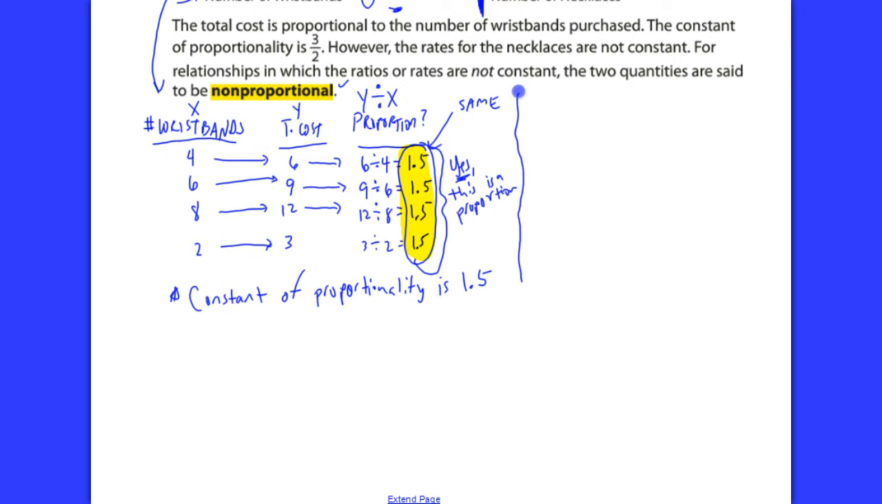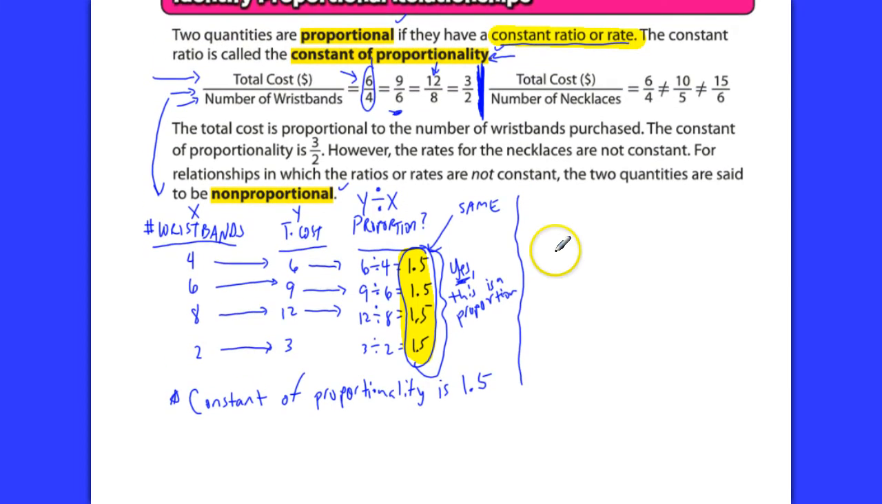All right, and let's take a look at the other one here. So I'm going to move over to the right-hand side, and I don't have quite as much room here because I wasted some space on the left, but we'll try. All right, so here we have the number of necklaces. So this is a different product. I'll abbreviate here since I wasted the space. Number of necklaces here, and here we'll put total cost. All right, over here we're going to ask ourselves, is this a proportion?